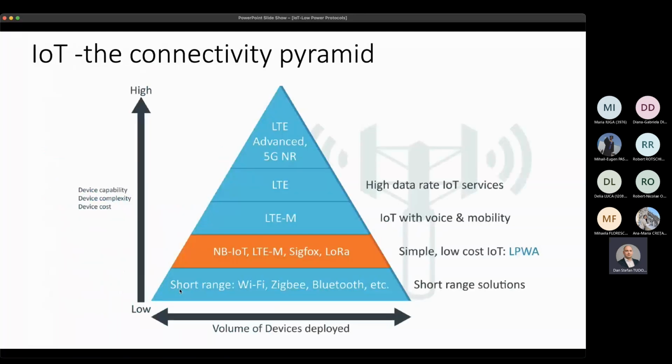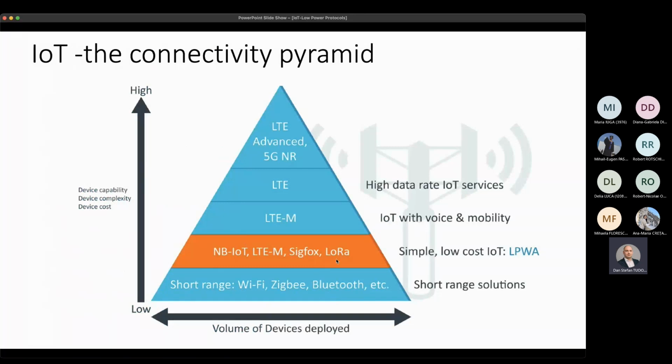So again, when we talk about, let's say, the capability of the device itself, and complexity and cost, there's this pyramid here, which actually has at its base the technologies that offer connectivity for a very large number of devices, such as Bluetooth, for example, which is widespread right now in devices, ZigBee and Wi-Fi. So they offer a large volume of devices that are deployed in the field right now, and they can communicate through these protocols. But these are short-range solutions.